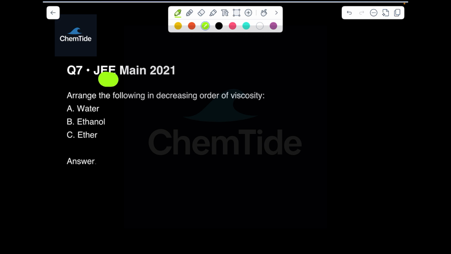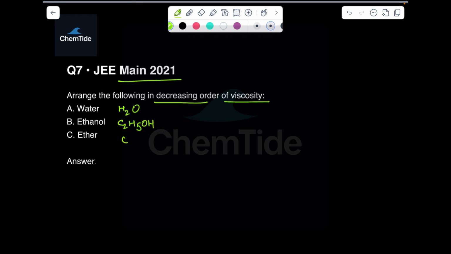So we have the next question, JEE Main 2021: arrange the following in decreasing order of viscosity. Viscosity means resistance to flow. So H2O, ethanol C2H5OH, and ether CH3OCH3. We can observe that the hydrogen bonding strength in water is the highest. So water has the highest viscosity, then you have ethyl alcohol, and ether doesn't show much hydrogen bonding, so it should be less viscous. So that should be your answer.